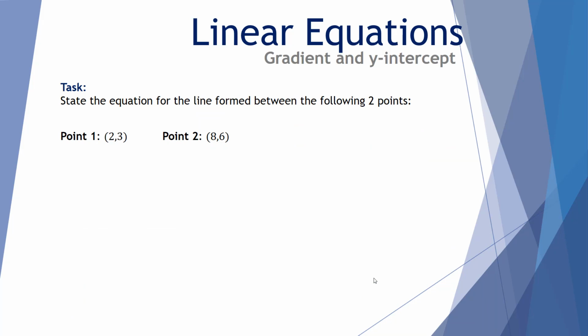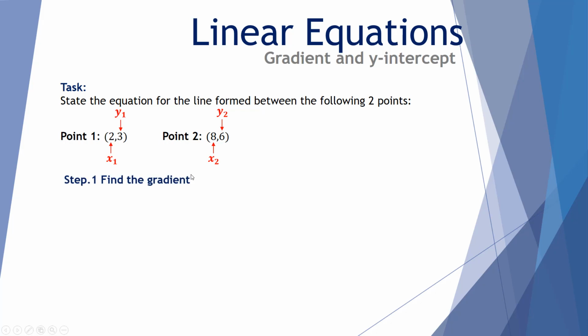Next task, let's consider the equation of a line formed between the following 2 points. Point 1 is (2, 3), and point 2 is (8, 6). Now these are just Cartesian coordinates, so the first number is always an x. This is the x value of point 1, so we label it x1, and its value is 2. And this is the y value of point 1, so this is labeled y1, and its value is 3. Likewise, point 2 has an x value, x2, its value is 8, and a y value, y2, its value is 6.